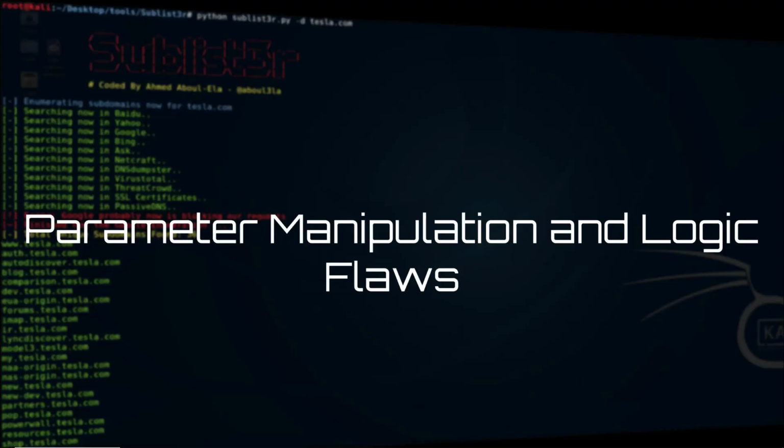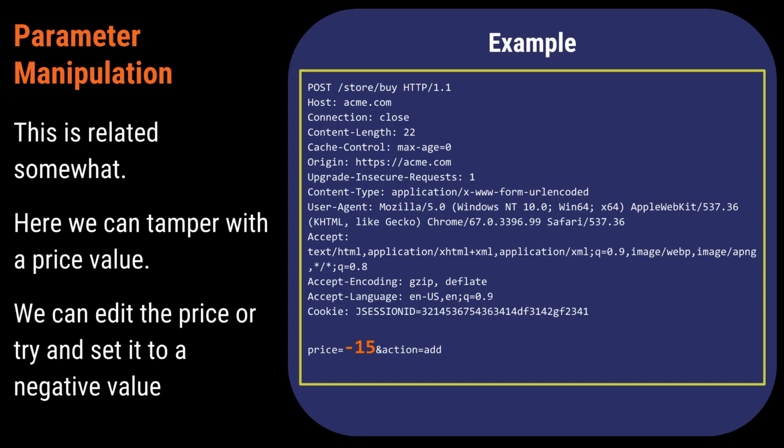Now we're going to talk about parameter manipulation and logic flaws, which can be related to or verbatim access control bugs. So parameter manipulation is somewhat related to access control bugs. Here we can tamper with the price value. If we can edit the price value and try to set it to something negative, we might be able to get the application to give credit back to us somehow. The POST request here is to a store buy endpoint for some type of item, and we're adding this to our account with an action of add, but setting a -15 value for the POST request price parameter.